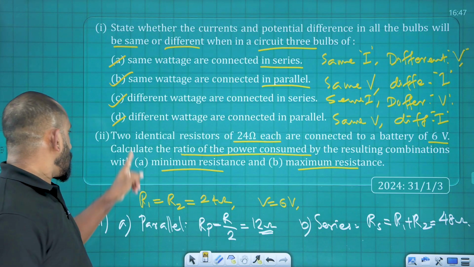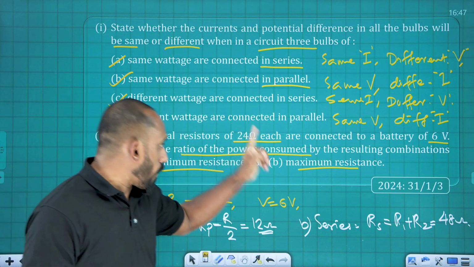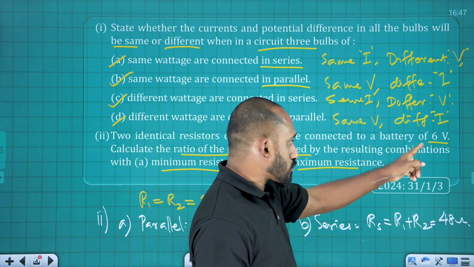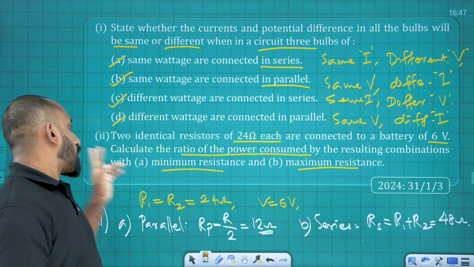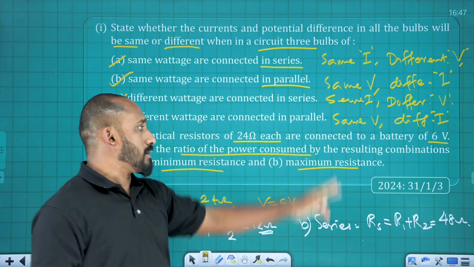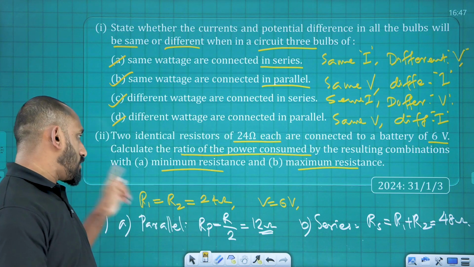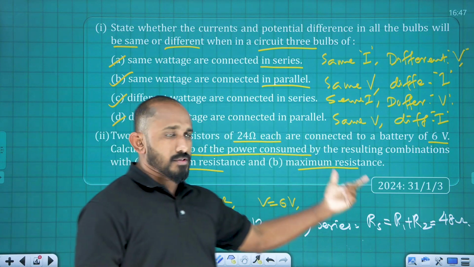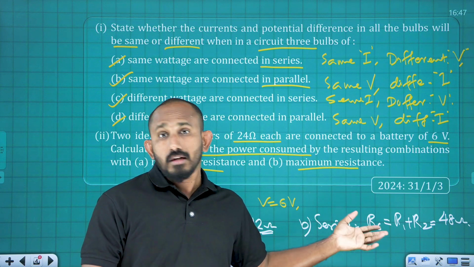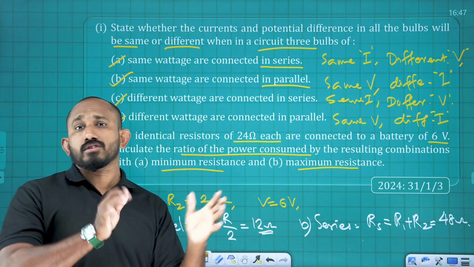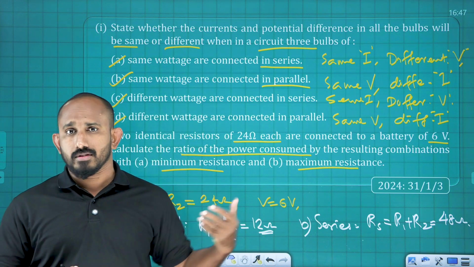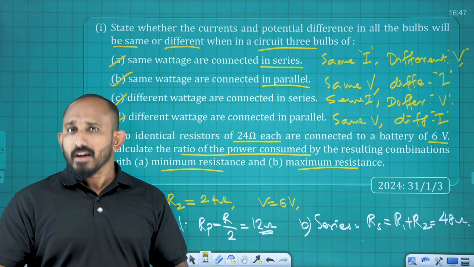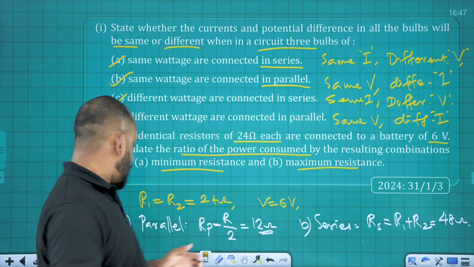So the question is, two identical resistors of 24 ohm each are connected to a battery of 6 volt. Calculate the ratio of the power consumed by the resulting combinations with minimum resistance and maximum resistance. It's a 2024 question. Pause the video and practice yourself, then compare the answers with this. You got it. Let's go to the next question.